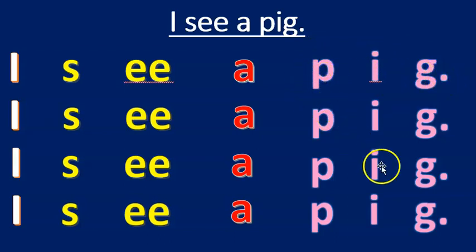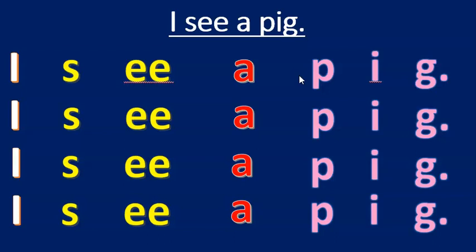Now, let's do it all the way down till we get to the bottom, okay? I'm going to help you with this. Let's do it together. Make the letter sounds. Here we go. P, i, g. Next line. P, i, g. Next line. P, i, g. Next line. P, i, g. Pig.